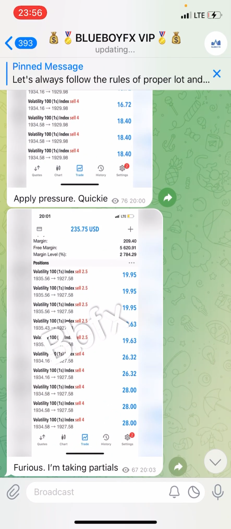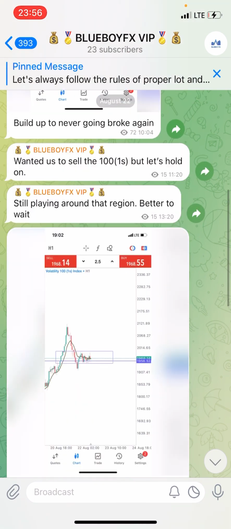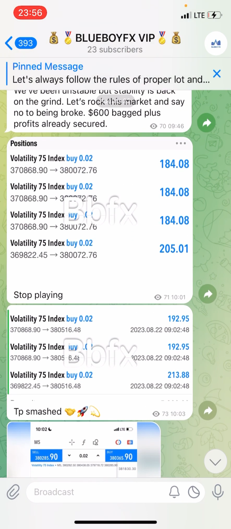I think on the VIP we gave that VIX 75. Okay, it was a buy that we gave, but now it's selling.